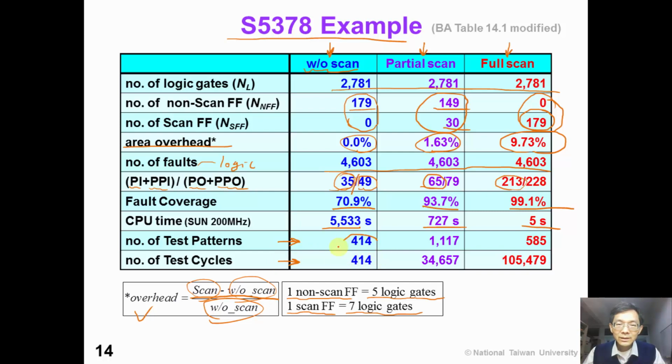For a non-scan design, we use sequential ATPG. So the number of test patterns is equal to the number of test cycles. For scannable design, we use combinational ATPG. So the number of cycles can be calculated by the equation that we introduced earlier in this lecture.